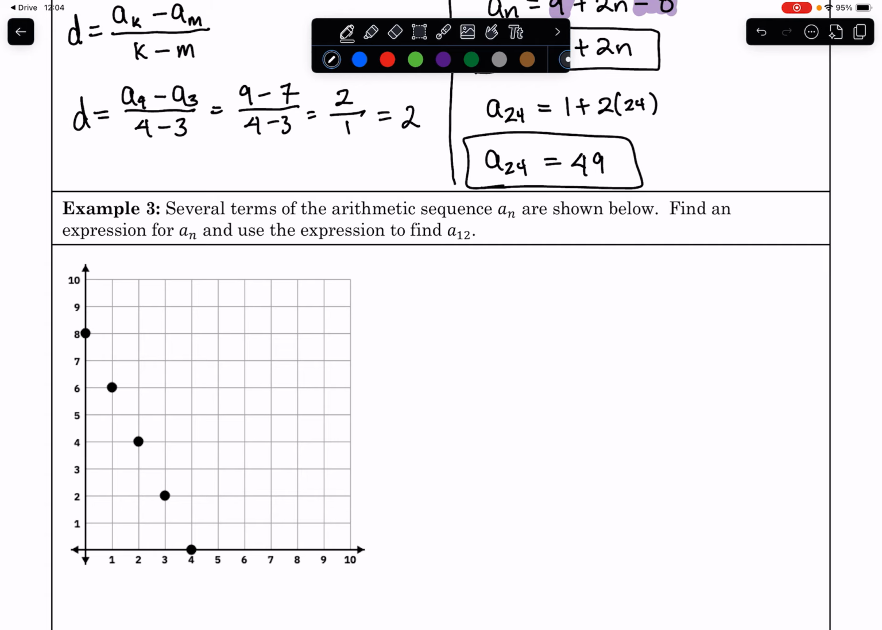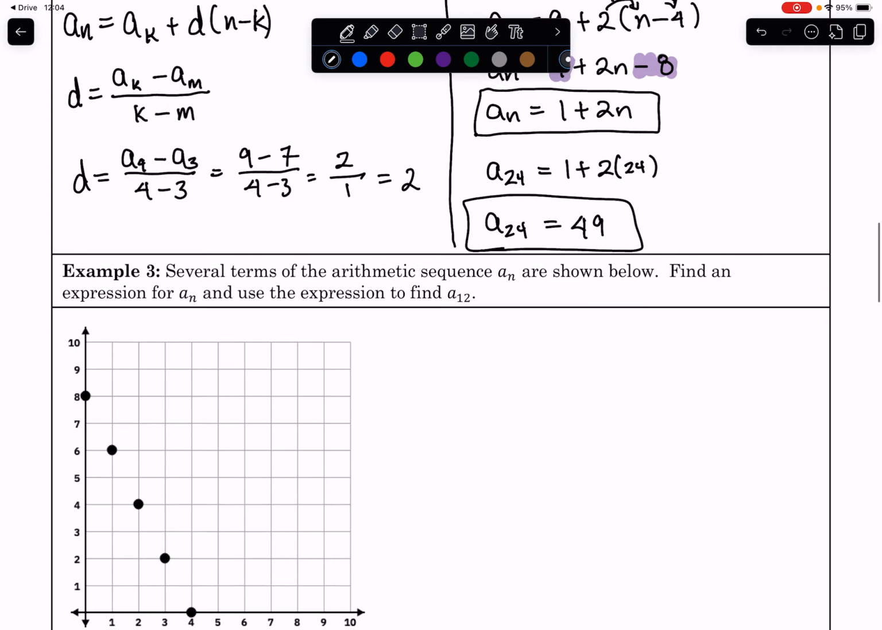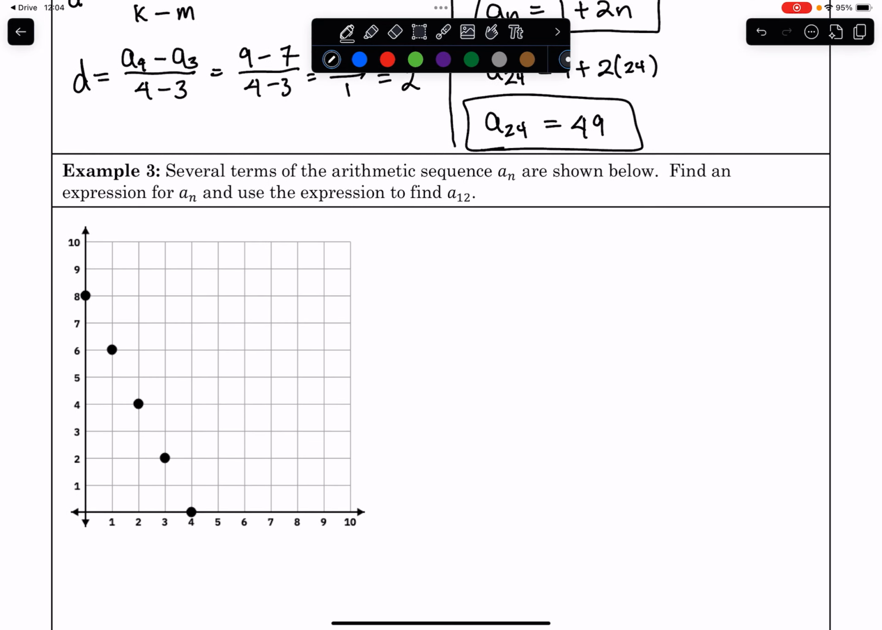Now, for this next example, we don't have to figure out the common difference again, and it isn't as difficult because we have a graph. Remember, the common difference behaves exactly like the slope. So I can get the difference from the rise over the run. Right here, I see that I go down 2 over 1. So the common difference is negative 2 over 1, which simply reduces to negative 2. That is the common difference every single time.